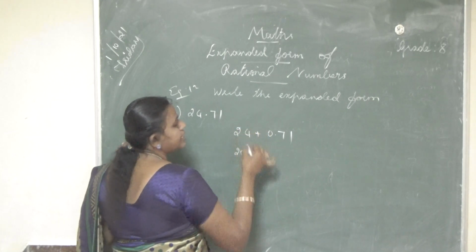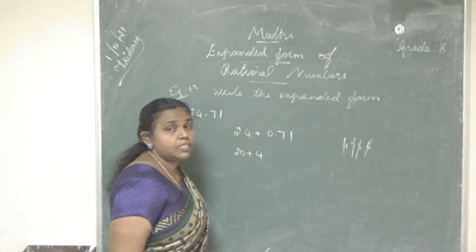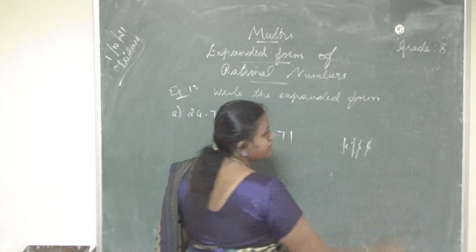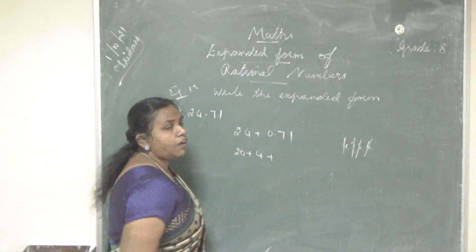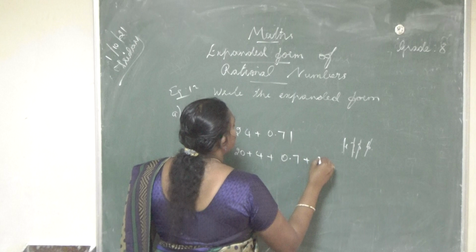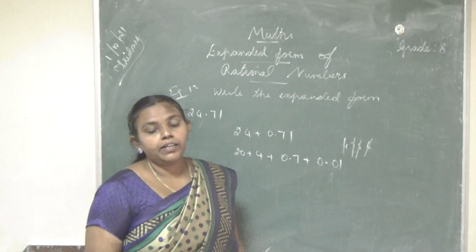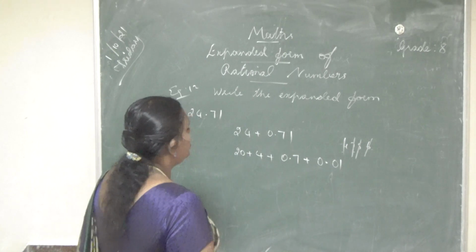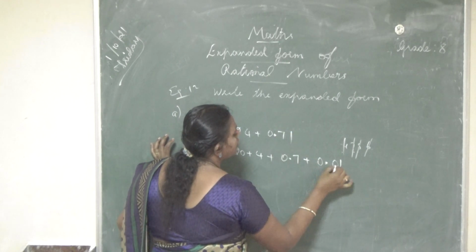This is 1's value, this is 10's value, is it? So 4, 5, 7, 6 means 1s, 10s, 100s, 1000s. You remember this place value? Yes. So this is 1's value. 20 plus 4 plus, how will you write 0.71? 0.7 plus 0.01. How will you write this? 0.7, 0.01. So this is 0.7 there. Point plus this place I have here, so I put 0 plus 1.